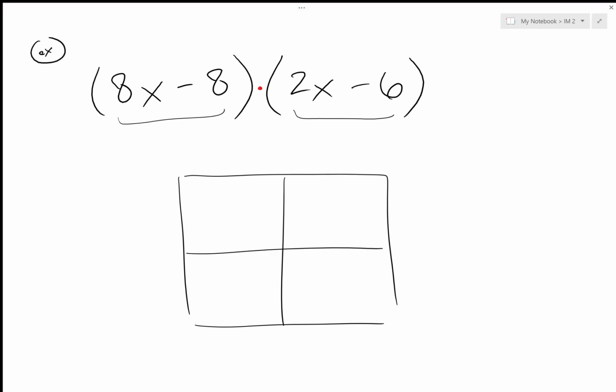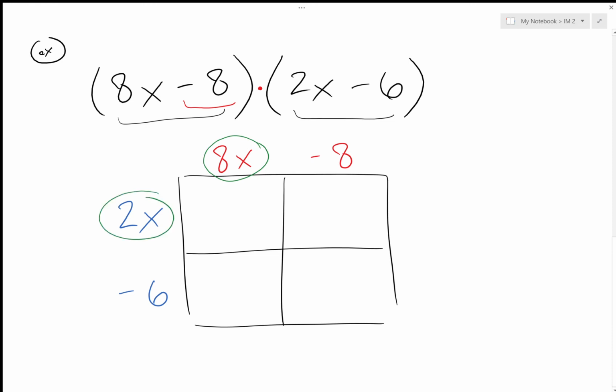I'm going to write the first polynomial on top, each term on top of a column. So the 8x here, and the next piece is negative 8. I'm going to write the other polynomial up and down, so a 2x and a negative 6. And what I'm going to do is multiply it piece by piece. It's almost the same pattern, but this just looks a little bit cleaner to us. So follow with me here. 8x times 2x, and that answer is going to go in that first box. So 8x times 2x is 16, x to the 1 times x to the 1 is x squared.